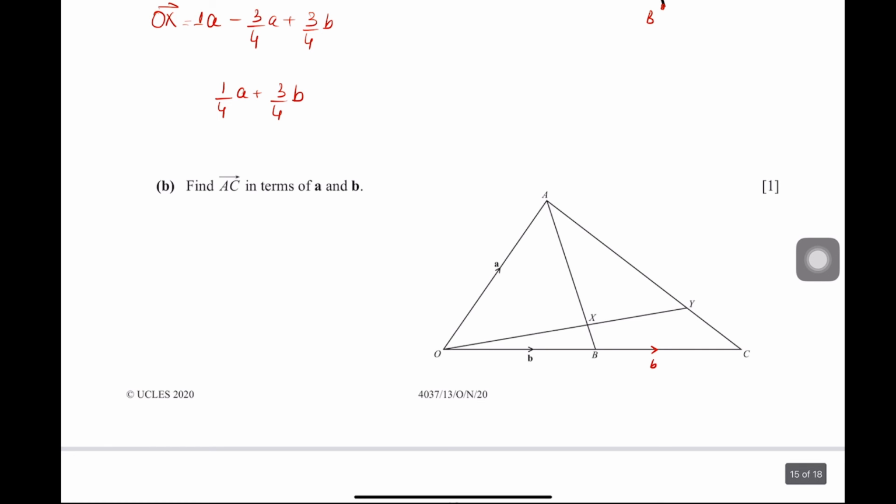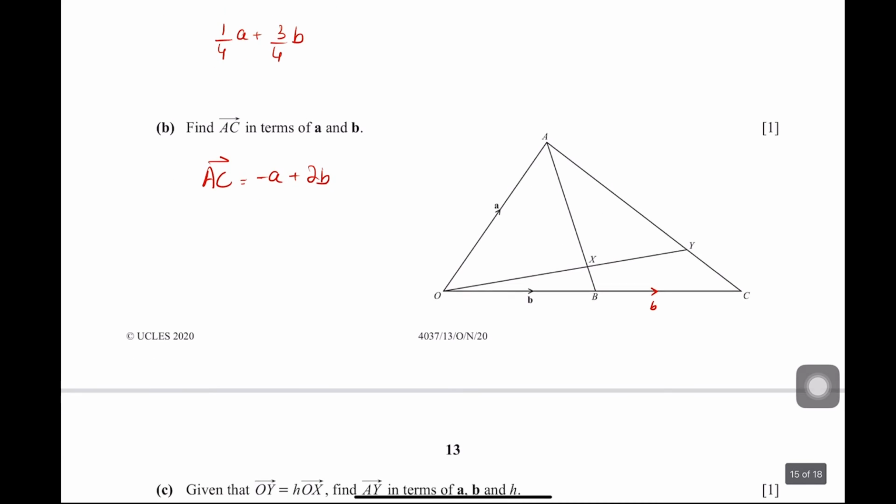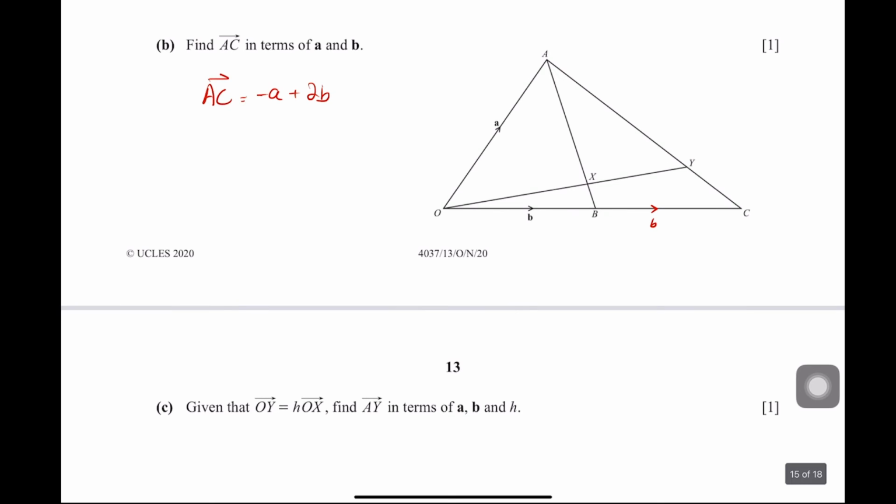Okay, so AC can be now found very easily. All you have to do is go from A to O, which is going to be minus A, and then from O to C, which is going to be 2B. So minus A plus 2B is your final answer as far as AC is concerned. Okay, so there you go. That's it. That's your answer.